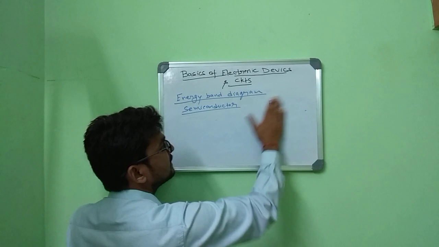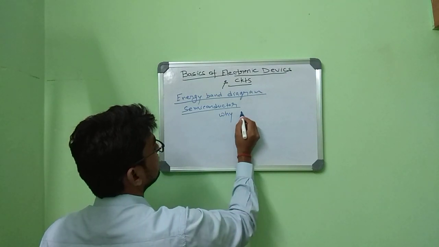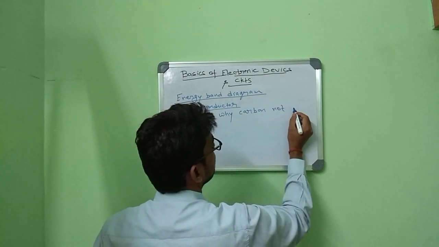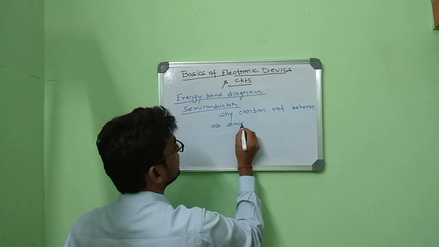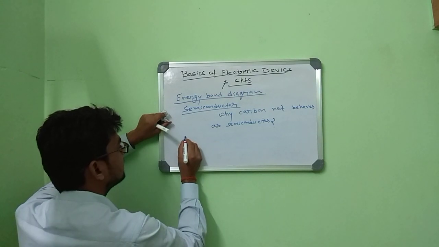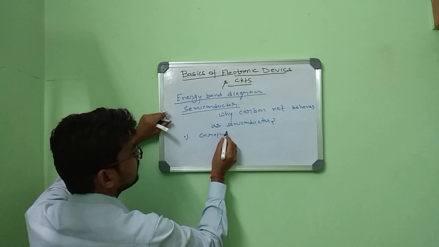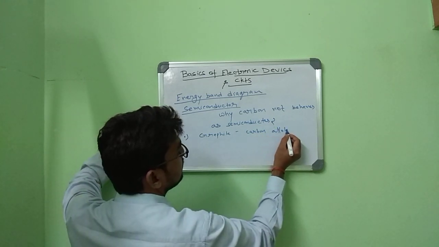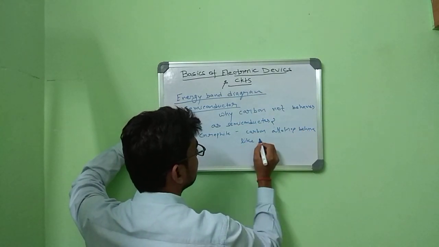Why is carbon not a semiconductor? Because carbon also has a valency of 4. Why does carbon not behave as a semiconductor? First point, graphite, a carbon allotrope, behaves like a conductor.